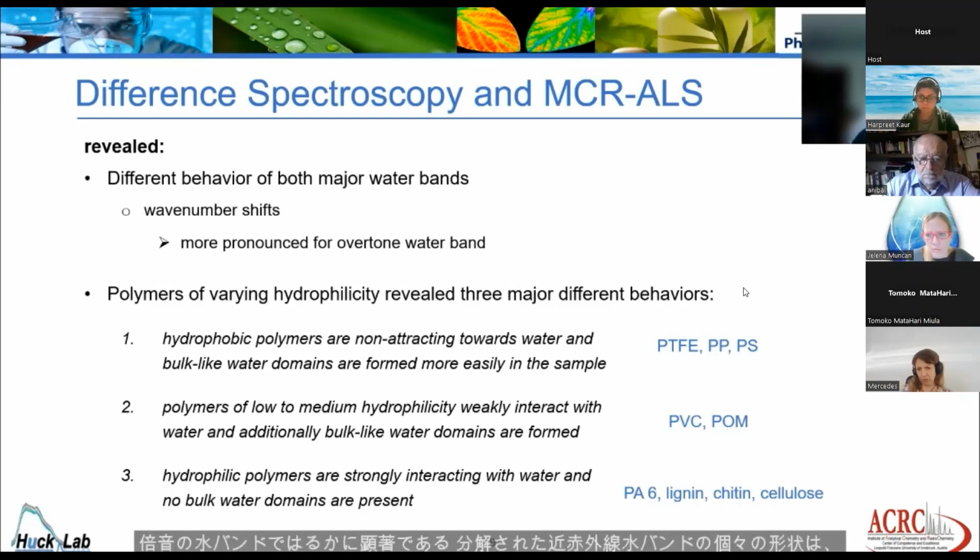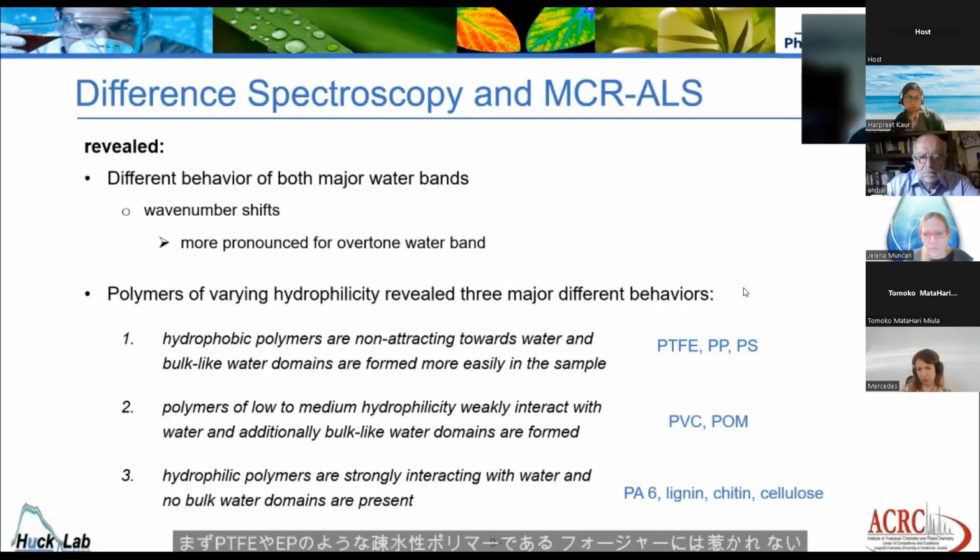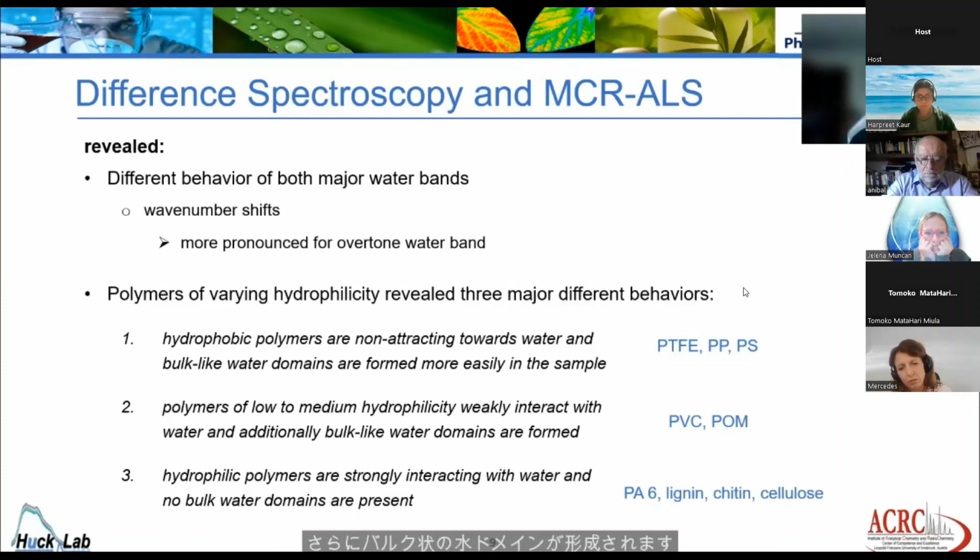The individual shapes of the resolved NIR water bands are very different for the investigated polymers. We found polymers of varying hydrophilicity to reveal three major trends. Firstly, hydrophobic polymers like PTFE and PP are non-attracting towards water, and therefore bulk-like water domains are formed more easily in the sample. Secondly, polymers of low to medium hydrophilicity weakly interact with water, and additionally bulk-like water domains are formed. This is the case for PVC and POM.